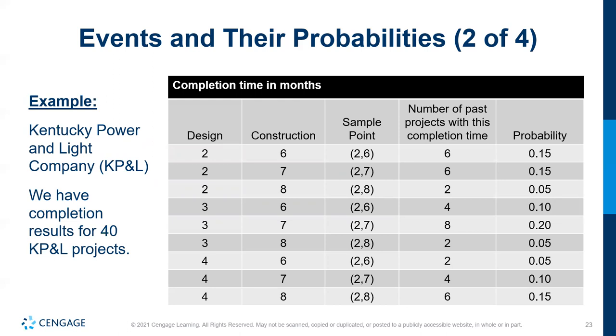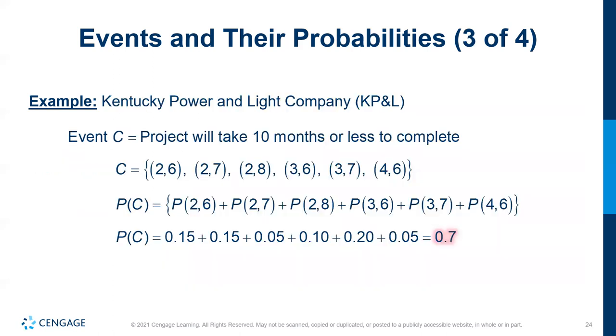So now they have this data. So it looks like the most likely is 8 months at 20% probability. So now we can ask this question, what is the probability that the project will take 10 months or less to complete? And all we do is we use this basic rule of addition to say, there's 1, 2, 3, 4, 5, 6 outcomes. So the probability of those is the probability of each of these independent outcomes all added up.